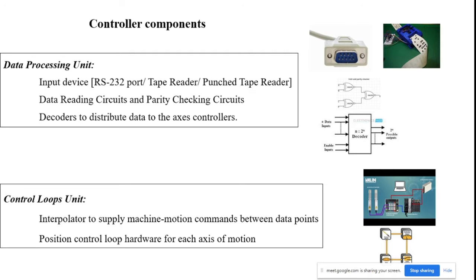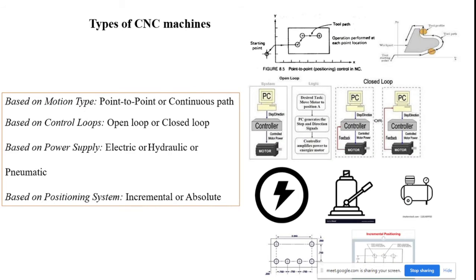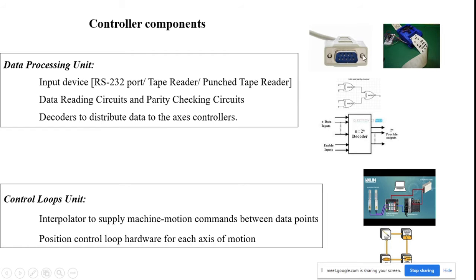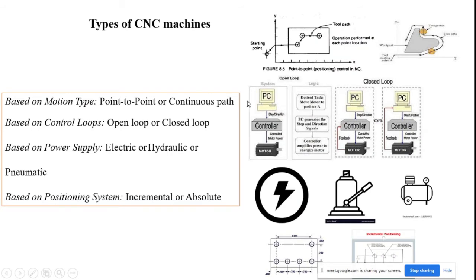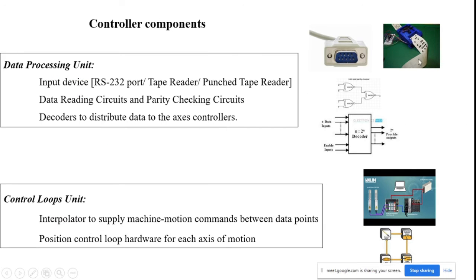Here you see there is one cable available, which is known as the RS-232 port, which can be used to transfer the signal from the machine control unit to the machine. After that, the tape reader. The tape reader is generally made up of paper. Sometimes durable materials are also used. So the tape reader is also important. After that, the punched tape reader. The punched tape reader is also called the encoder.